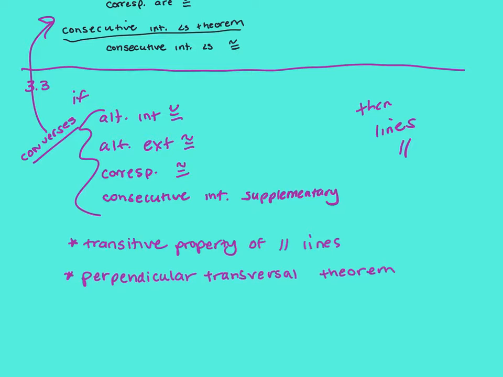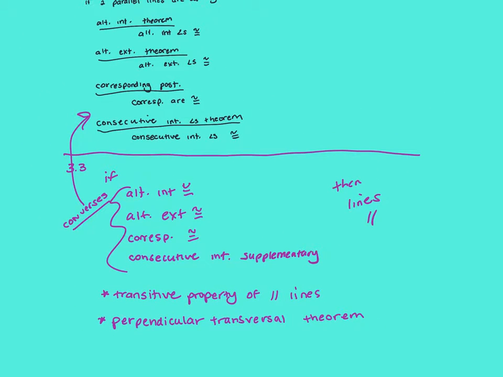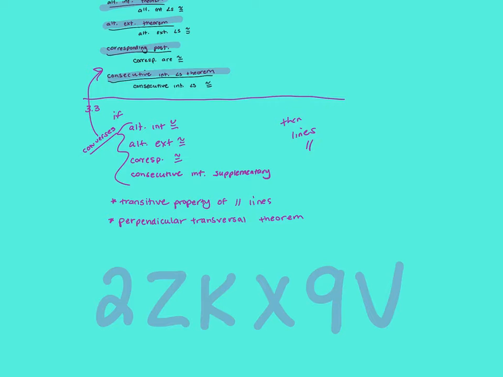Consecutive interior angles are supplementary, but that would be just consecutive. How would it be consecutive interior theorem converse? Yes. So it's all of these names with the word converse added on. It would be alternate interior angles theorem converse, alternate exterior angles theorem converse, corresponding postulate converse, and consecutive interior angles theorem converse. Do you have to say interior for consecutive? Yeah, that's the name of them. This should be supplementary. Thank you, Sophia.